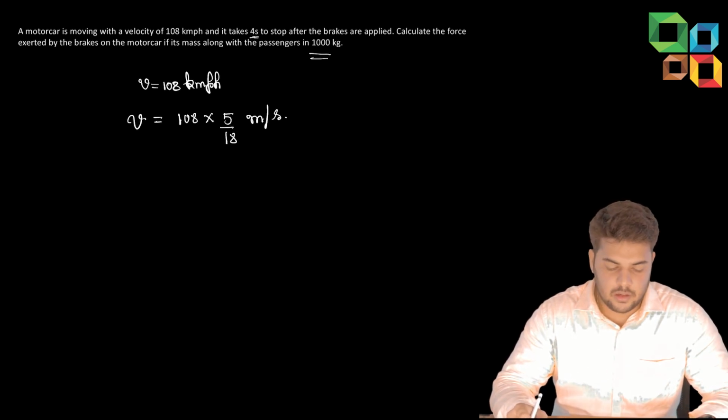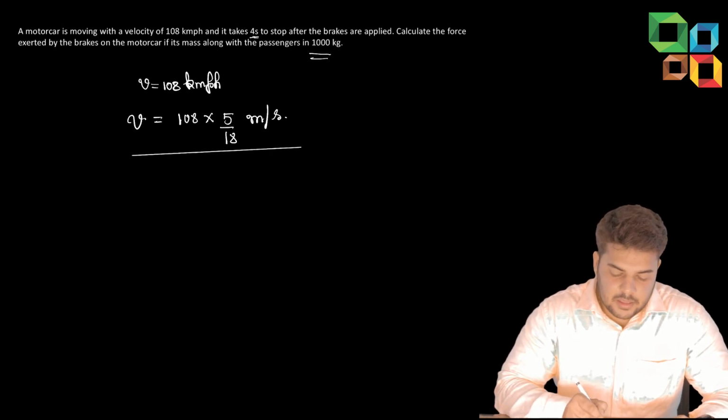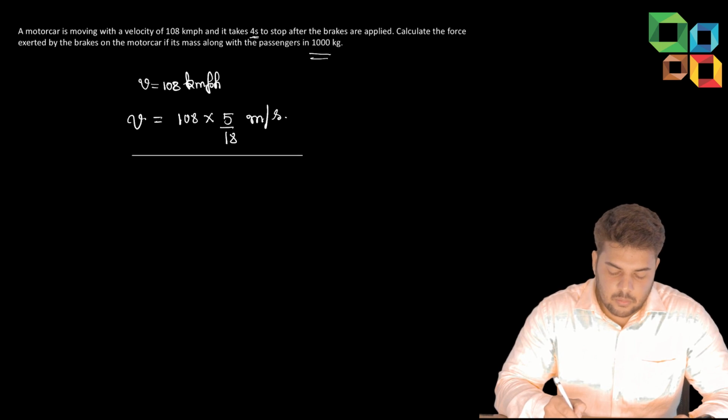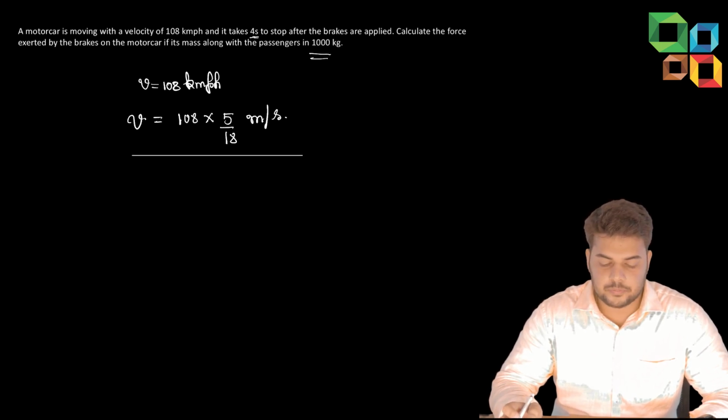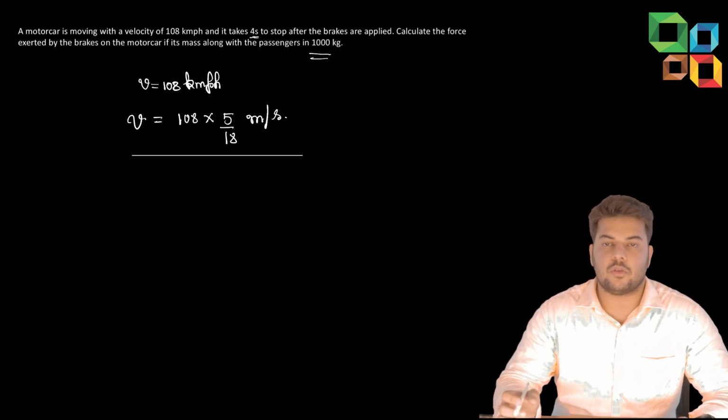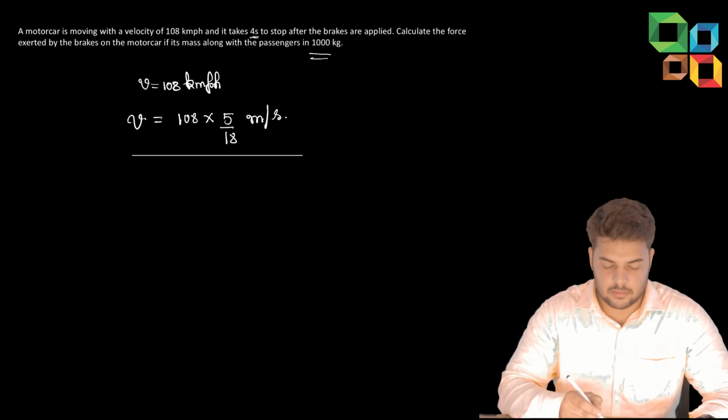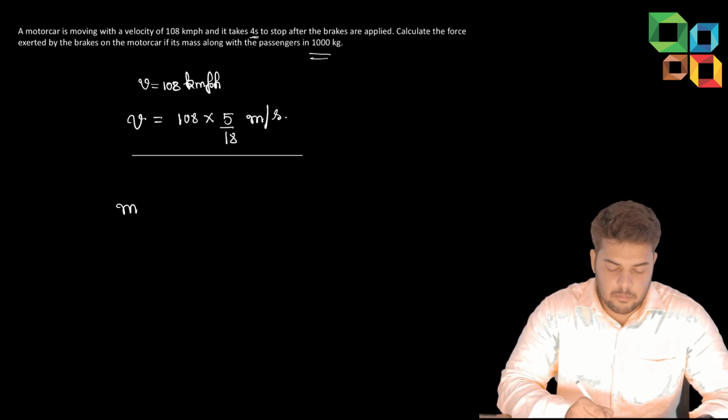All right, so the motor car which is moving with this speed is brought to a stop in 4 seconds. So calculate the force. Again, the strategy would be the same thing, right? So the mass of the car along with the passengers happens to be 1000 kgs.